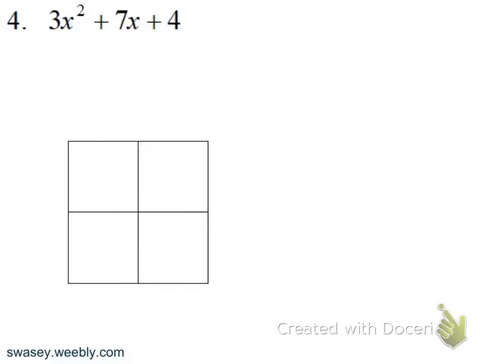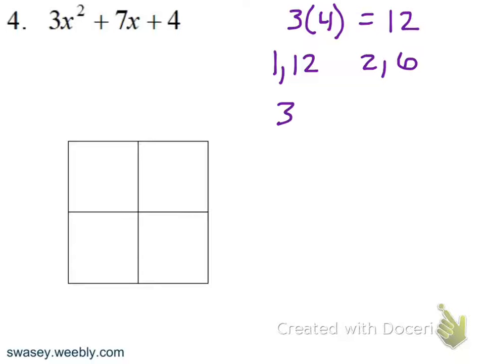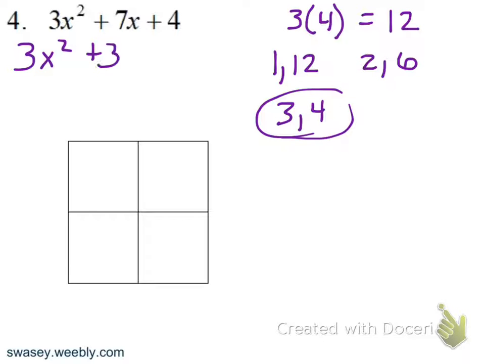GCF here is 1. 3 times 4 gives us 12. Same signs, they add to a positive, so the bigger one's got to be positive, so they're both positive. Looking for ones that multiply to get 12 and add to get 7, 3 and 4. That's the right one, so we'll split the middle term into 3x plus 4x.